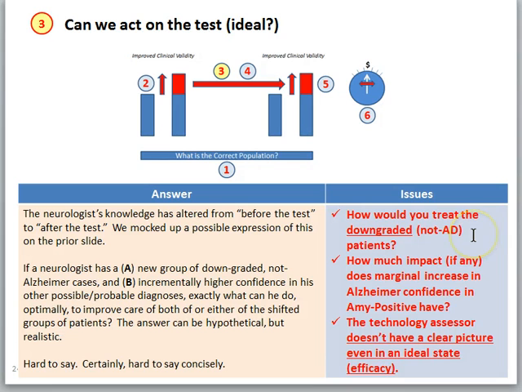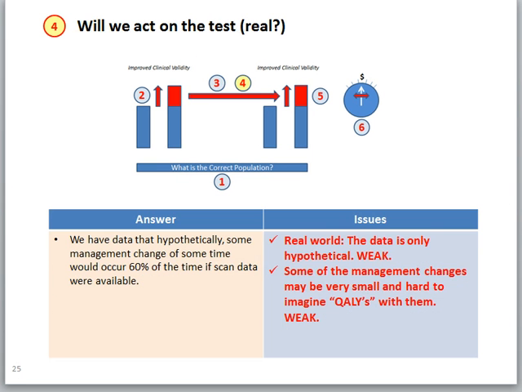How would you treat the downgraded, not AD patients differently? How much impact does the marginal increase in Alzheimer confidence in the amyloid positive patients have? And the technology assessor, unless he had more information, couldn't go a lot further. What happens in the real world? We have some data that hypothetically the management changes some of the time, in fact 60% of the time, if scan data were available, and that's been published for the Medicare coverage decision.